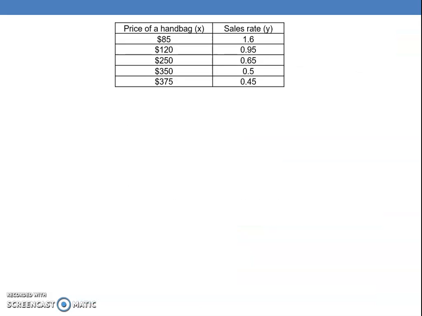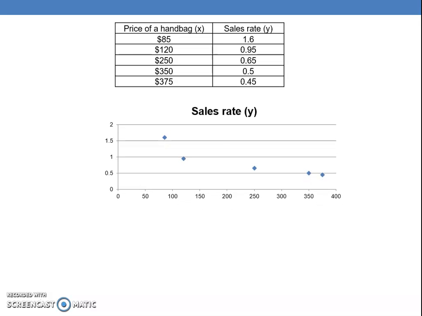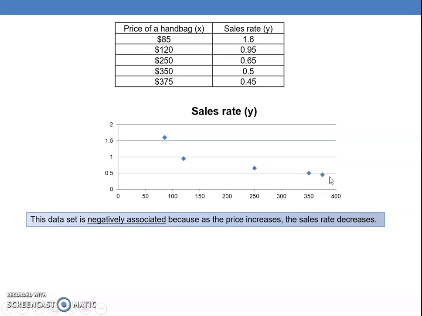So I have here another set of data wherein X will be the price of a handbag, and then Y will be the sales rate, right? So this time when I draw a scatter plot of the data, you can see it here. If I were to draw a line that traces the points, it would be a decreasing line. I hope you can see that. So let's look at my cursor, right? So this is my first point. So as the price increases, the sales rate now goes down, right? So in this case, this data set is negatively associated because as the price increases, the sales rate decreases.